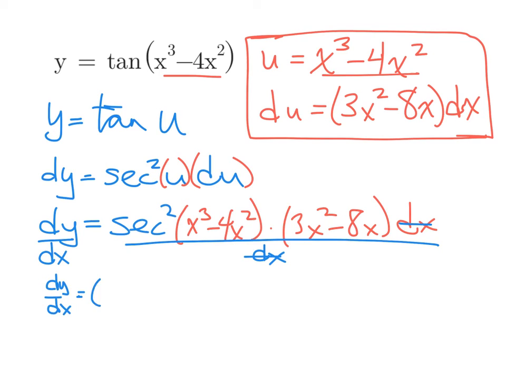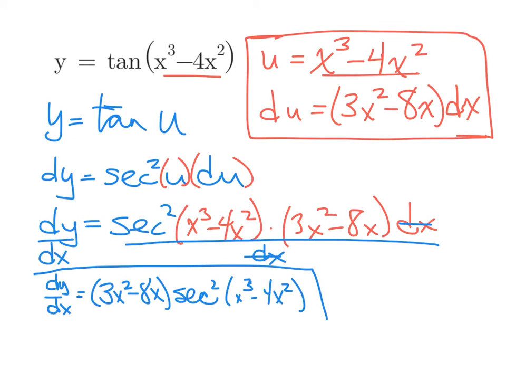I'm also going to pull that 3x squared minus 8x out in front of the secant. It's a normal thing to do so that we don't get fooled into thinking we're taking the secant of a product. We're just taking the secant of x cubed minus 4x squared. And that value is getting multiplied by the 3x squared minus 8x. But what we're left with here, this is the derivative.